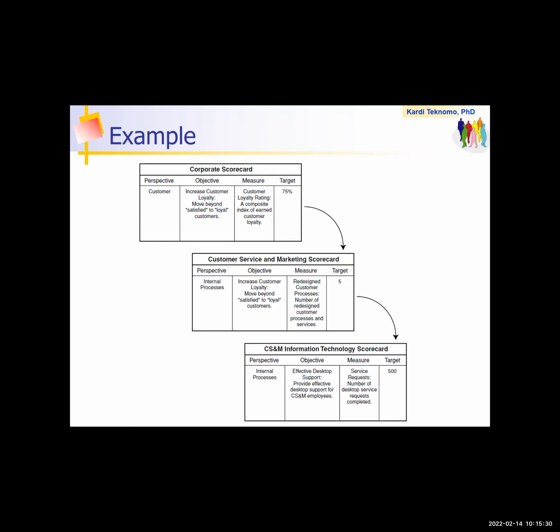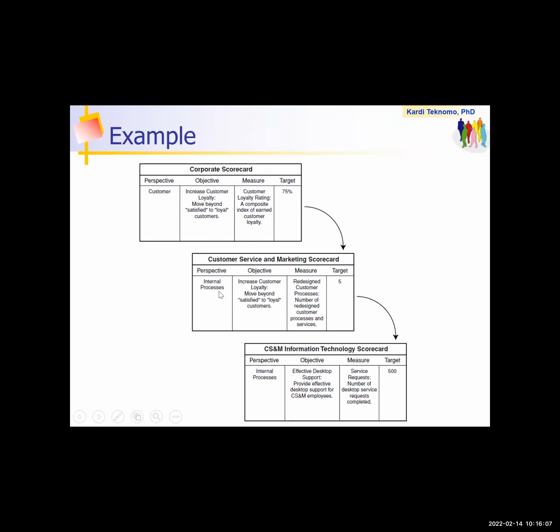This is an example. So, for example, you have a corporate scorecard. The perspective is customer. The objective is to increase customer loyalty beyond satisfied to loyal customer. The measure is customer loyalty rating, and the target is 75%, of course within 1 year. Then you put it down into the customer service and marketing scorecard.